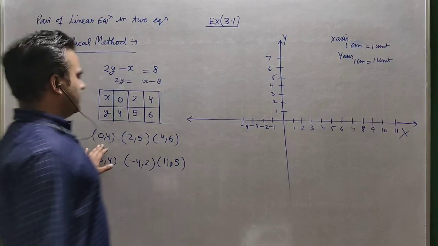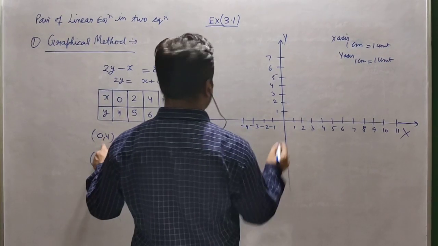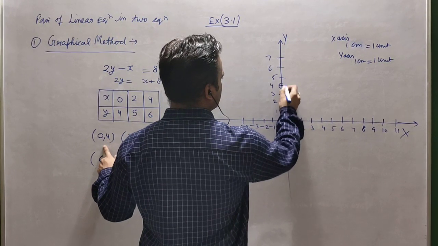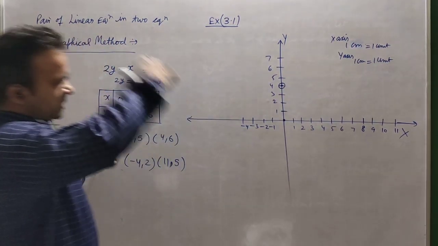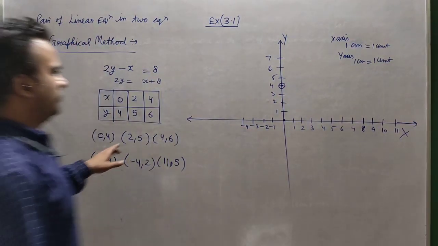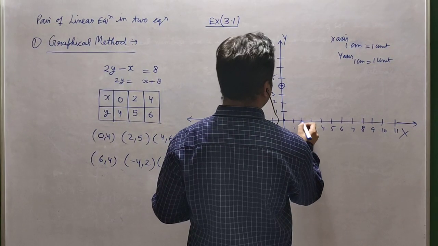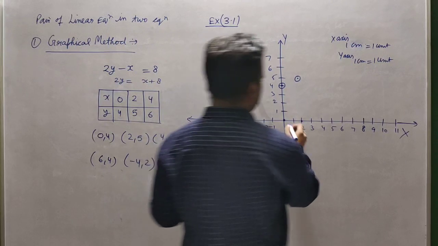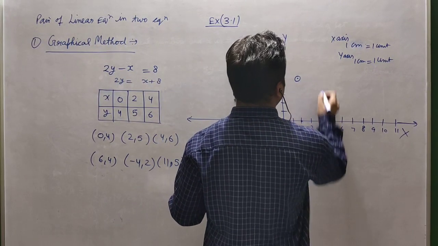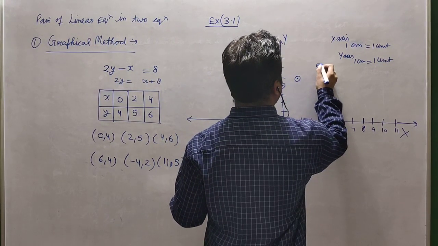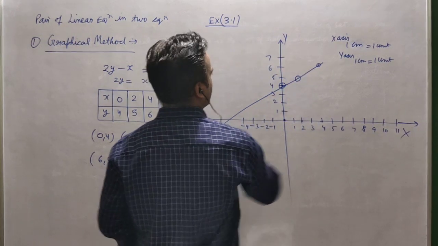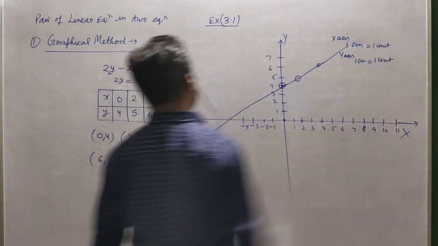Okay, now the first point is (0, 4). 0 means we will not move on the x-axis, and 4. So this is the point. I will just encircle the point. Then (2, 5), 2 and then 5. So it will be (4, 6). You can see all the 3 points will be on a line, and you will draw the line with the help of a scale.